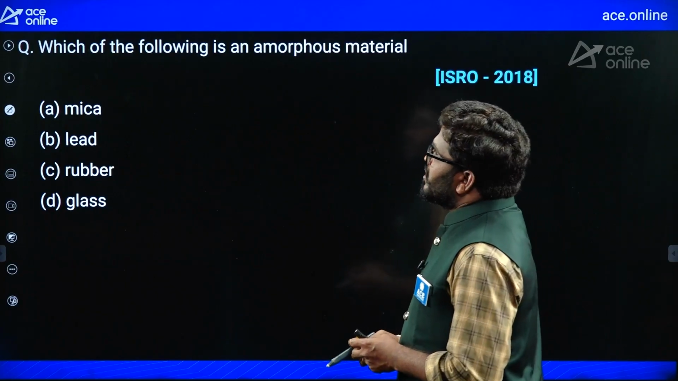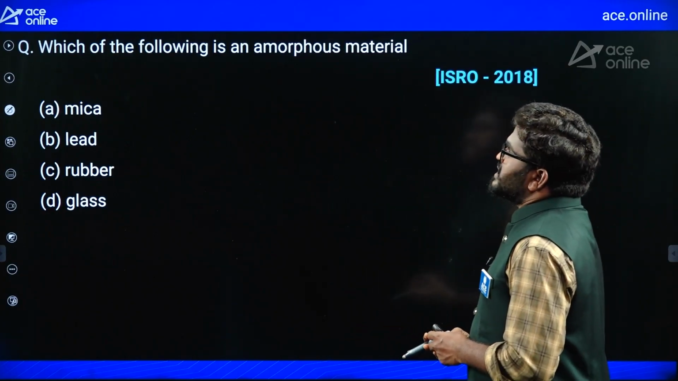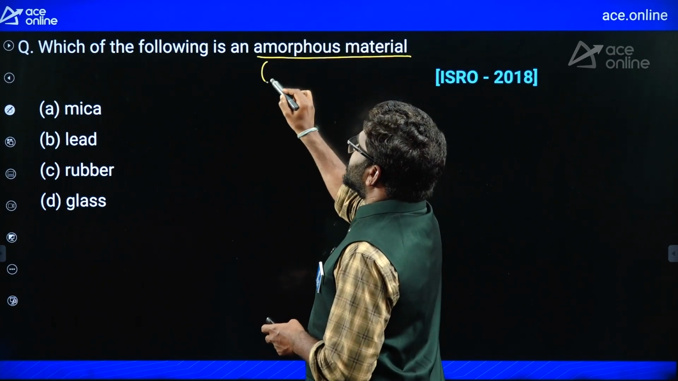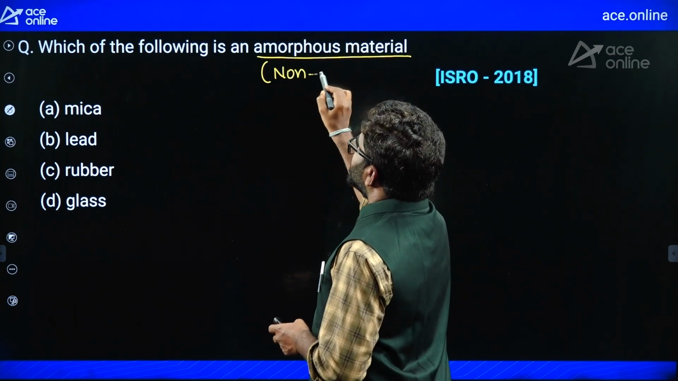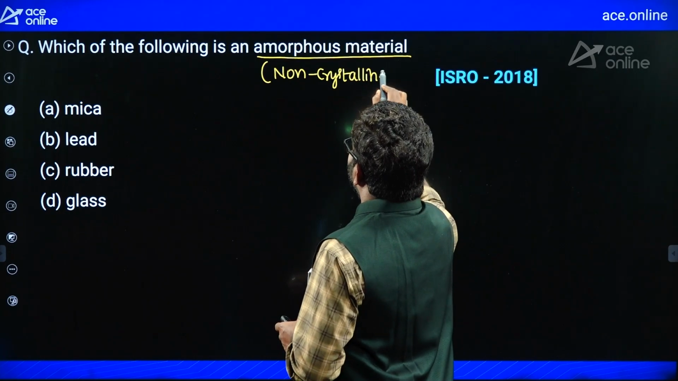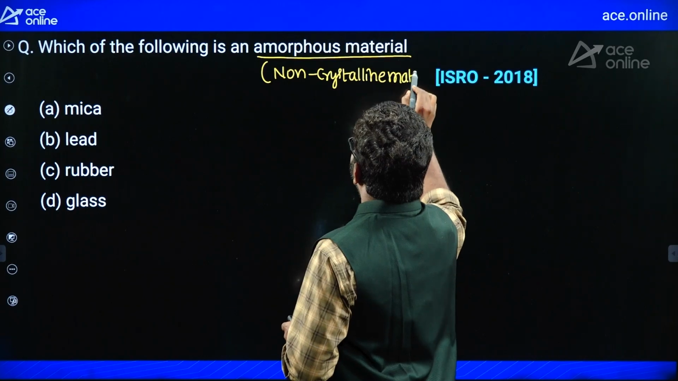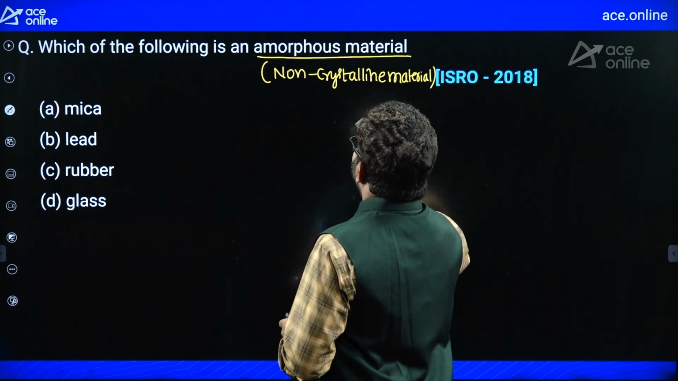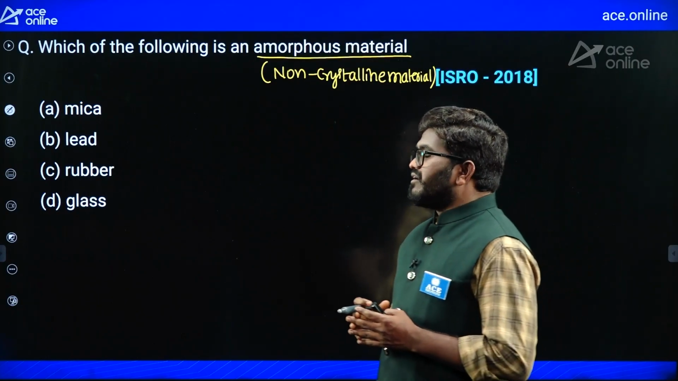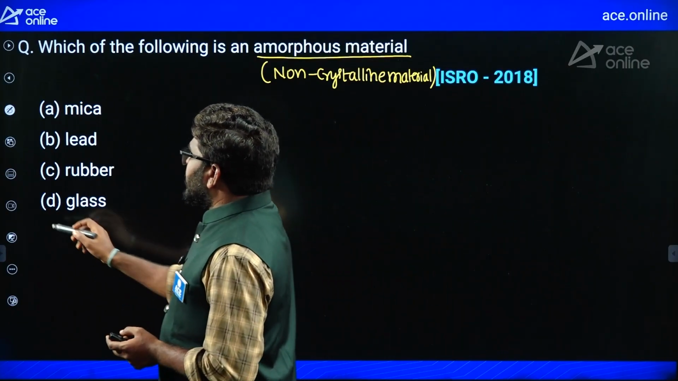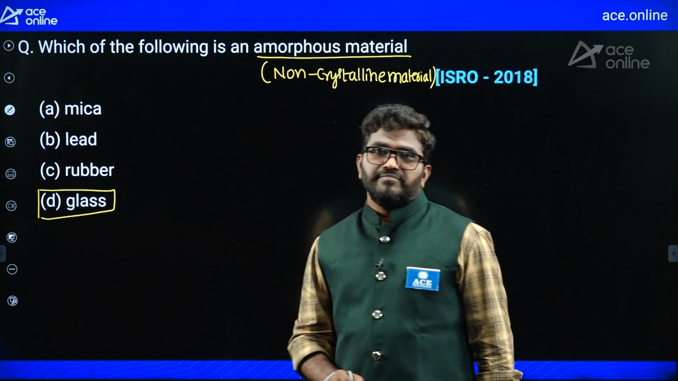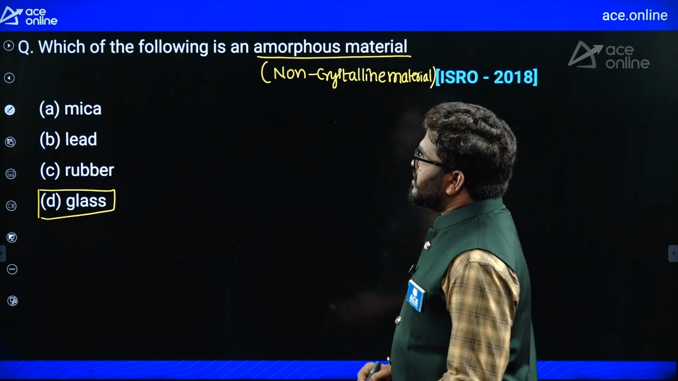Next, which of the following is an amorphous material? See, the amorphous material is also known as non-crystalline material. In non-crystalline material, atoms are present in an irregular arrangement. So glass is a non-crystalline material. Glass is an amorphous material.